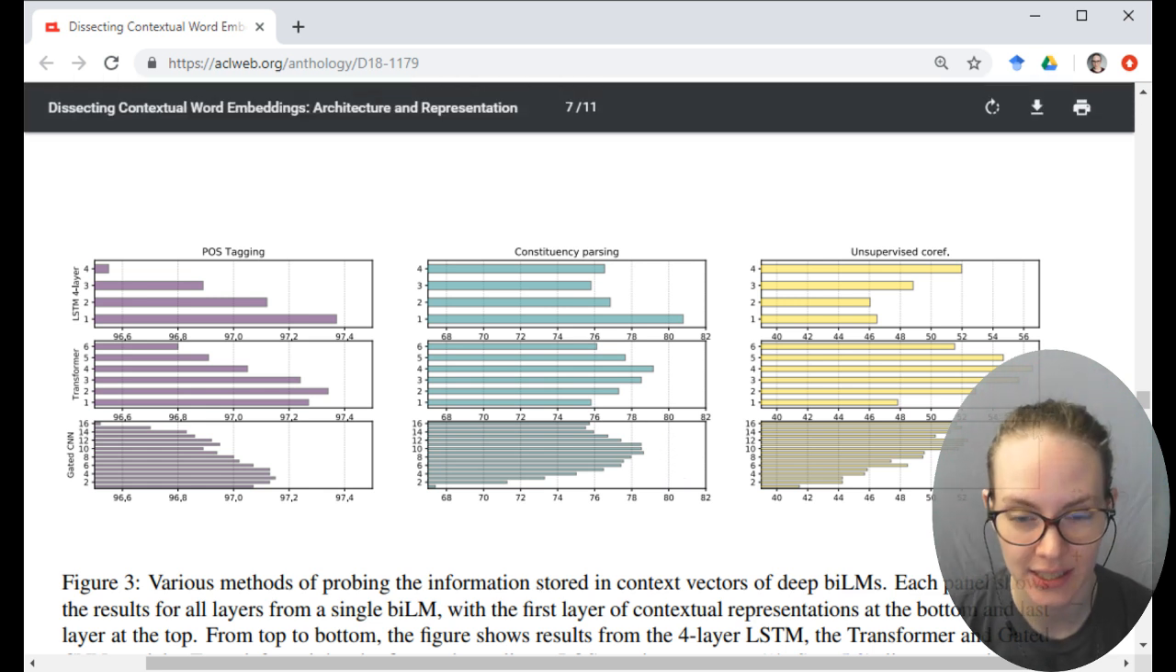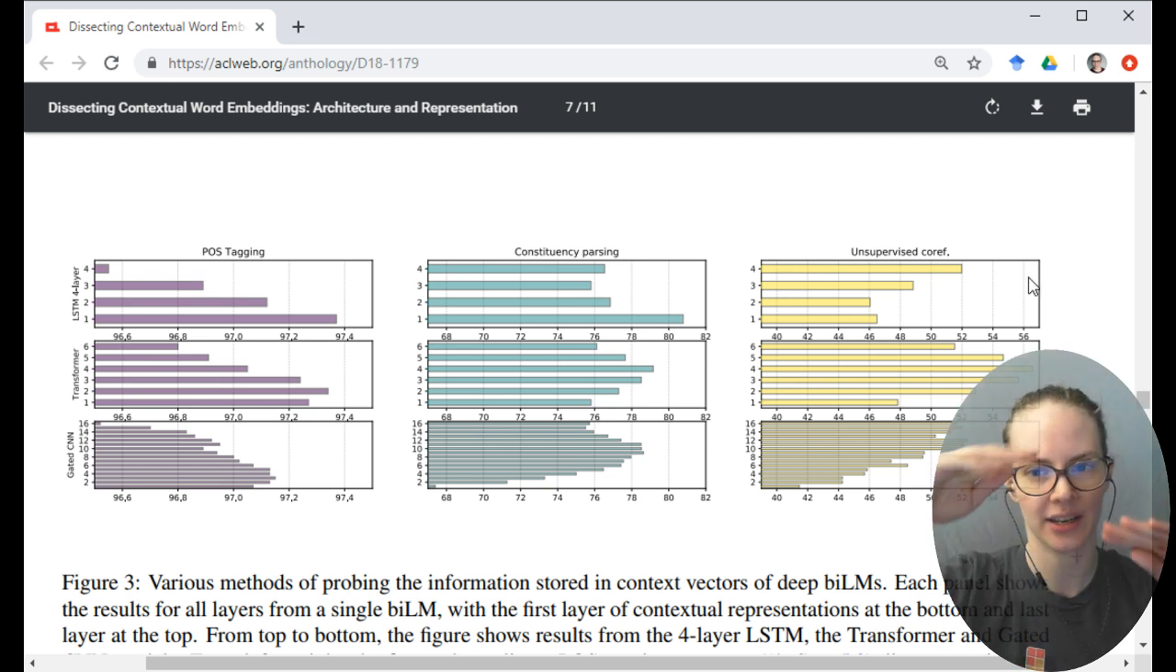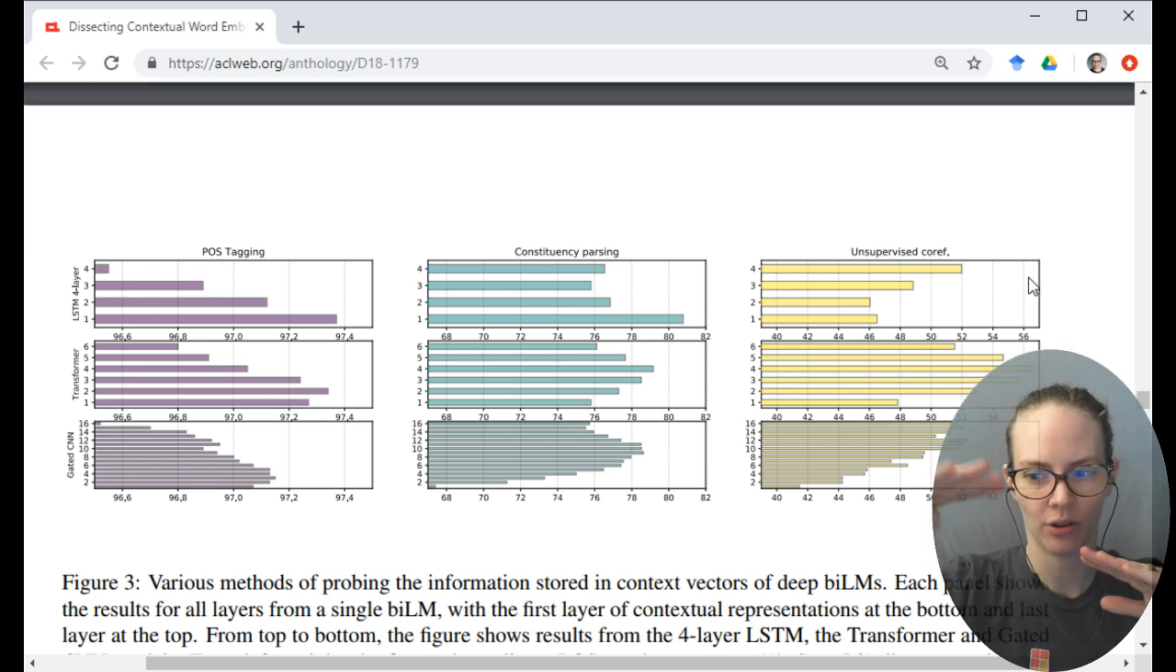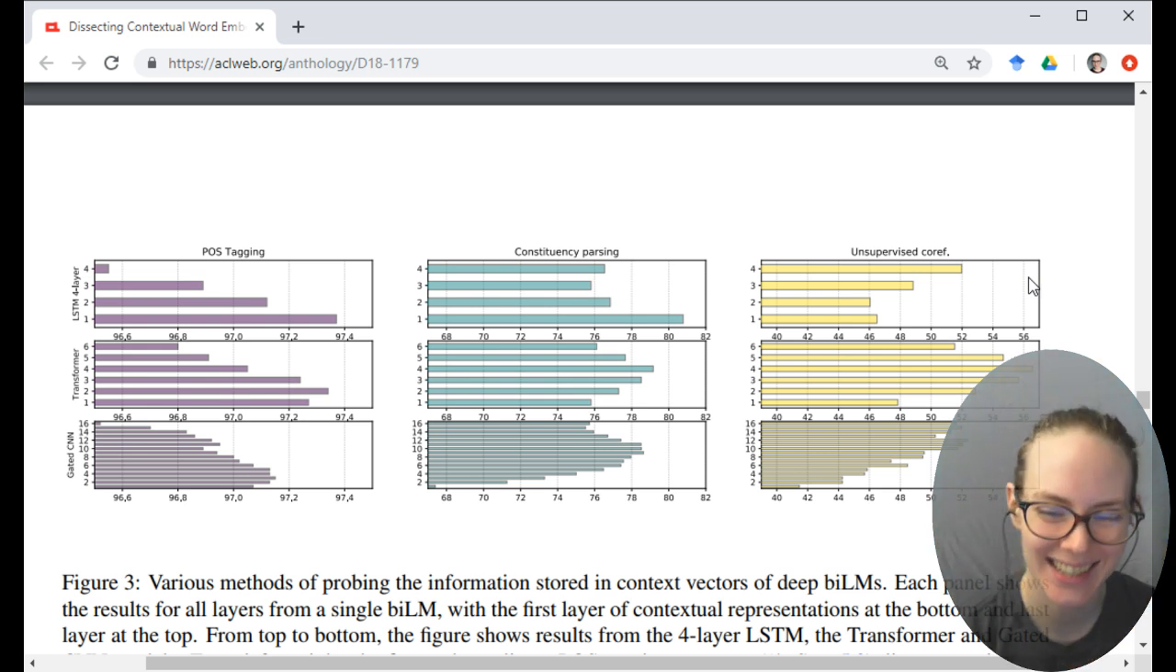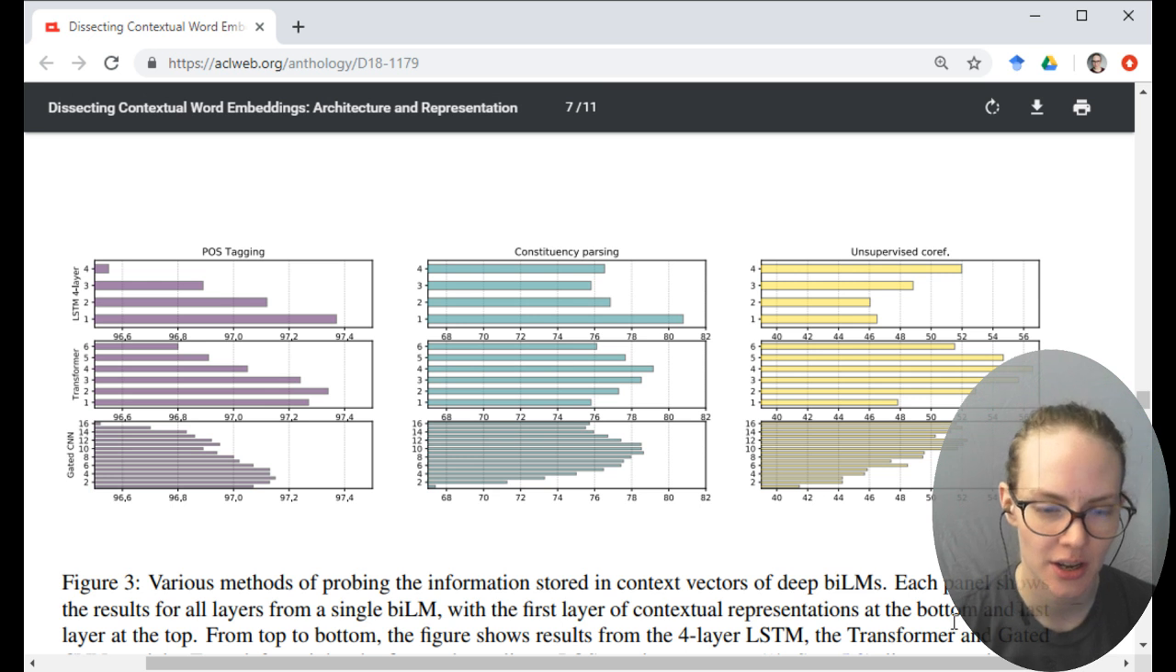And then long distance relationships like unsupervised coreference resolution, so this is the one that we just talked about, you can see tend to be better the higher in the model you get. It looks like there's some noise, but the general pattern is lower level, mid-level, upper level. So as you go up in the model, you get longer range. The farther you go up in the model, the better you're able to capture long range information.